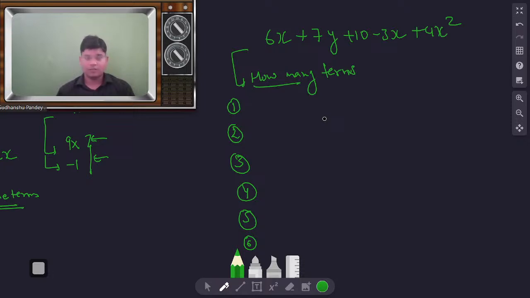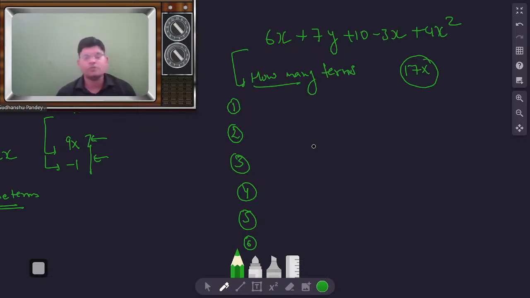Too much time. It should not have taken more than 30 seconds. Sir, there are 3 terms. What are they? Tell me. 17x, 7y, and 10. How did you get 17x? I added 6x. No, wait, I had to subtract. Okay.